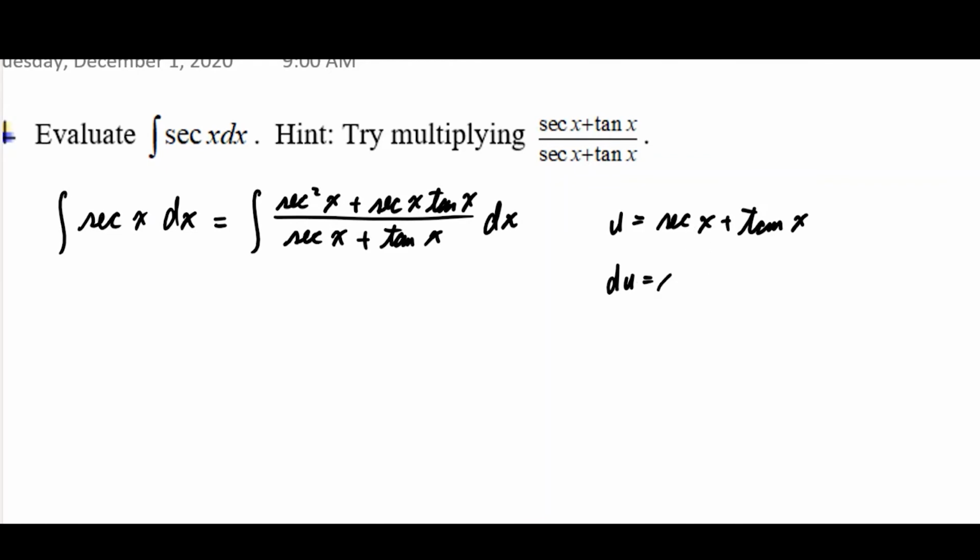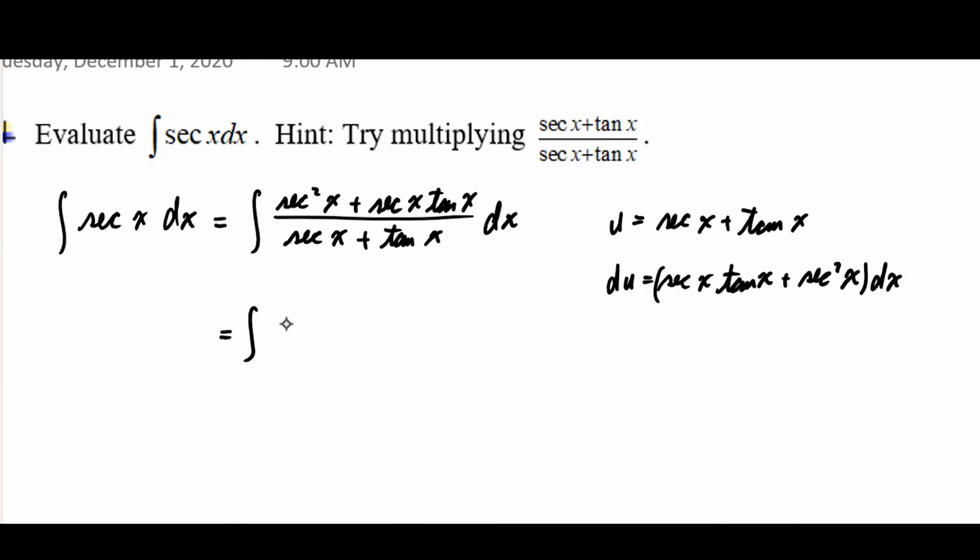Derivative of secant is secant x tangent x, right? And derivative of tangent x is secant squared x, the whole thing times dx. Don't forget the dx. Wait a minute. Is that thing the entire numerator and dx? Yeah. Magic. Oh, no, it's logic.